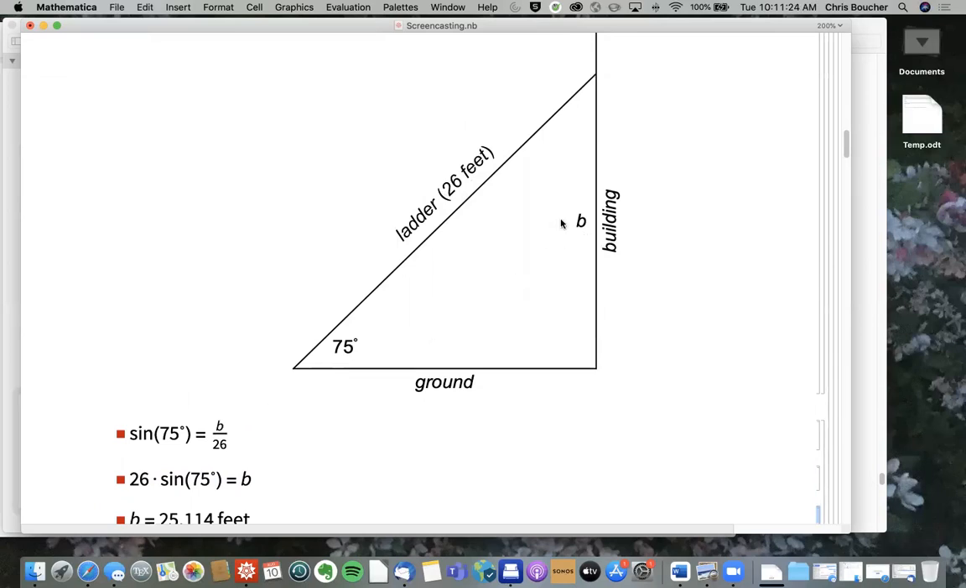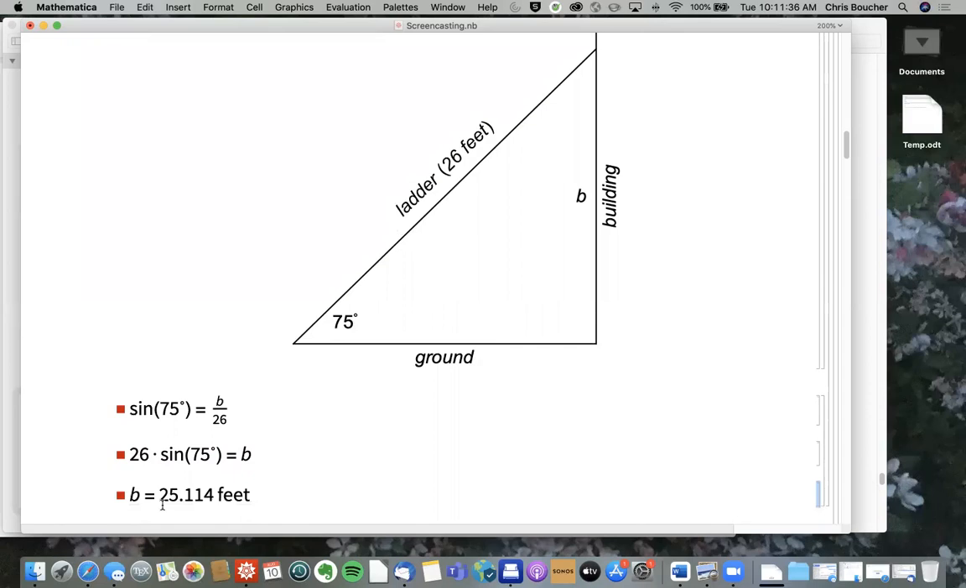Notice that if I got, say, B equals 28, I would be skeptical because the hypotenuse of this triangle is 26, and that's the longest side. So I'm not going to get anything bigger than 26. It's almost 26 because 75 is a pretty big angle, right? Remember, this couldn't possibly be bigger than 90 degrees if it's going to be inside a triangle.